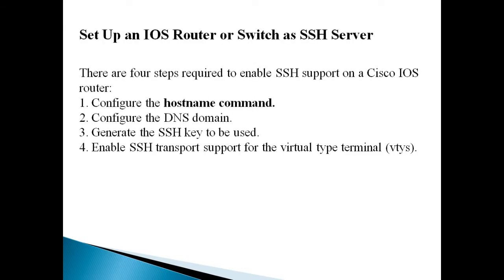Set up an IOS router or switch as an SSH server. There are 4 steps required to enable SSH support on a Cisco IOS router. 1. Configure the hostname command. 2. Configure the DNS domain. 3. Generate the SSH key to be used. 4. Enable SSH transport support for the virtual type terminal, VTYs.